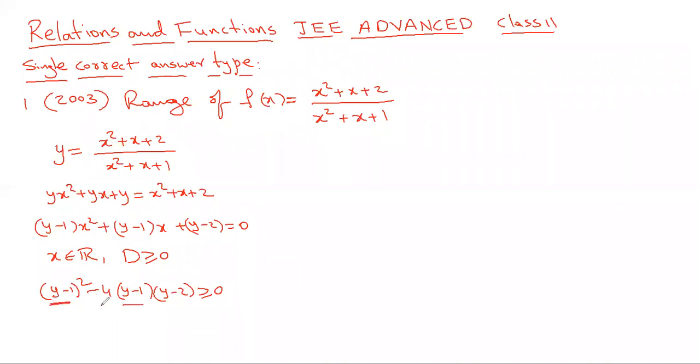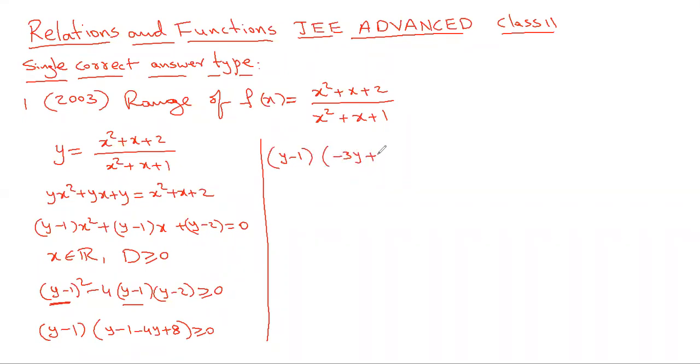You can see the y minus 1 is common in these two. So take the y minus 1 common. Then you get y minus 1 minus 4 times of y, minus 4y, minus and minus plus 8. So automatically the factorization has happened. Instead of that, if you expand and simplify and then again factorize, it's unnecessary calculation. Now you get minus 3y plus 7 greater than or equal to 0.